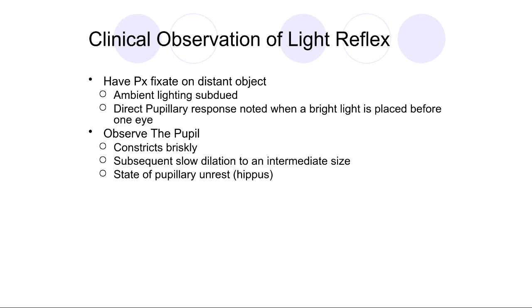So in the clinical setting, to observe the light reflex, you're going to have the patient look at something in the distance, and the lighting should be subdued, and you look for a direct pupillary response when a bright light is placed before one eye. You're going to observe the pupil. It's going to constrict briskly, and then subsequently there's a slow dilatation to an intermediate size. And then you may see some little movements that we call hippus. So that's normal, all right?